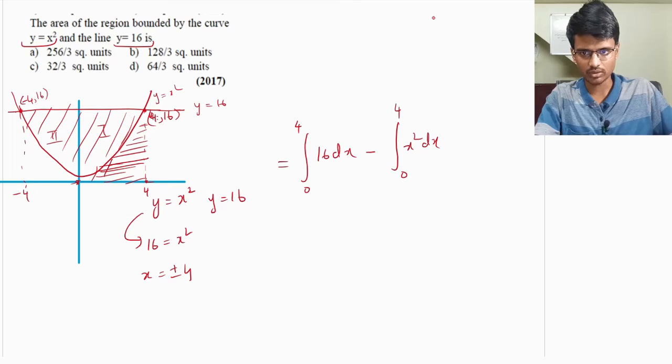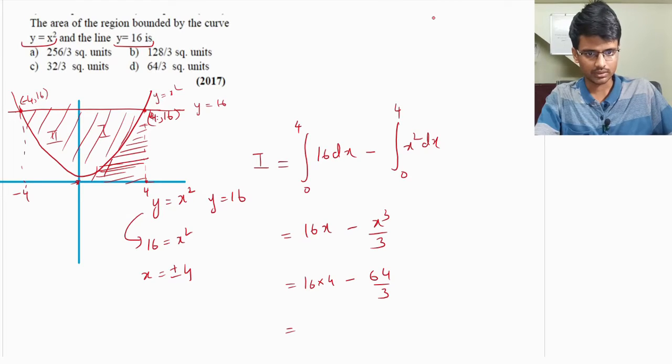Let me just find out this area. Let me call this 1. What do I get? 16x minus x cube by 3. This is nothing but 16 into 4 minus 64 by 3. What do I get? 2 times 64 by 3, right? So this is nothing but 128 by 3. But I have to take twice of this, right? I have to take twice of this.